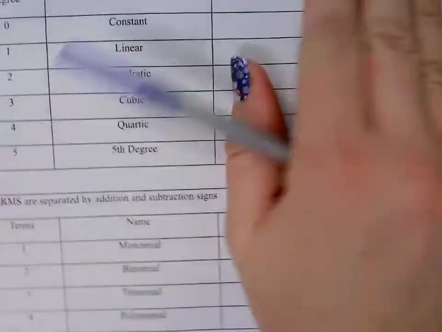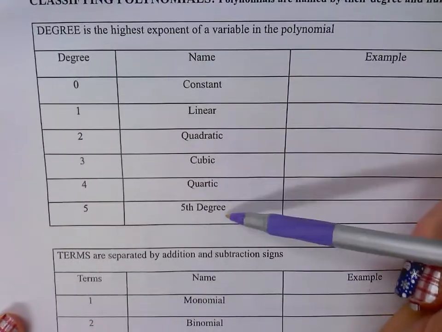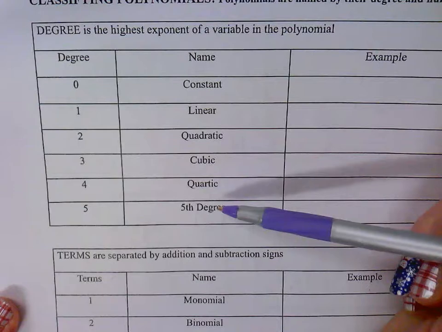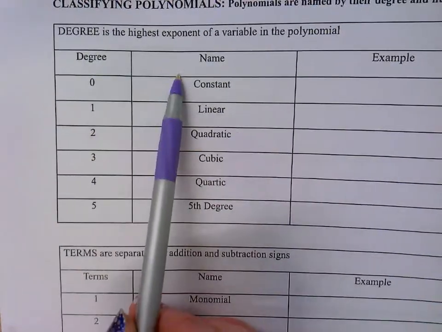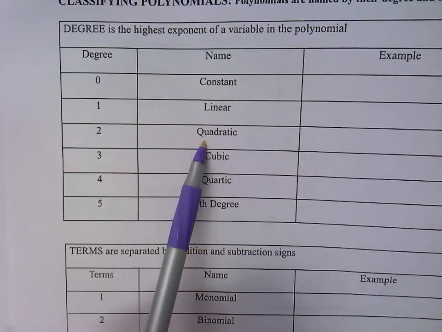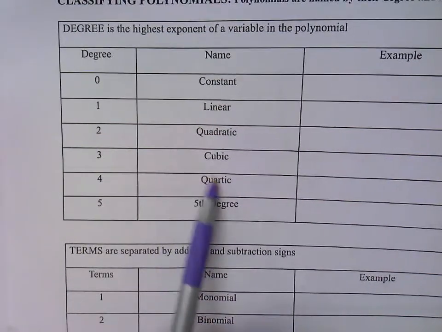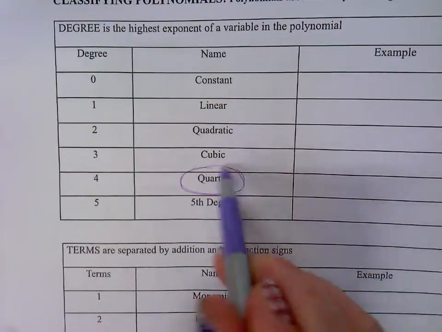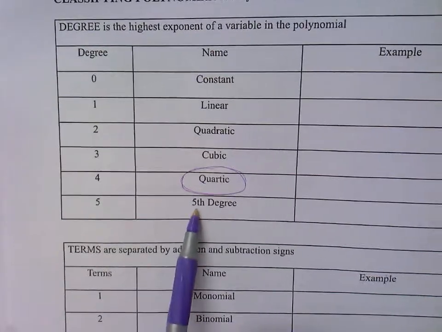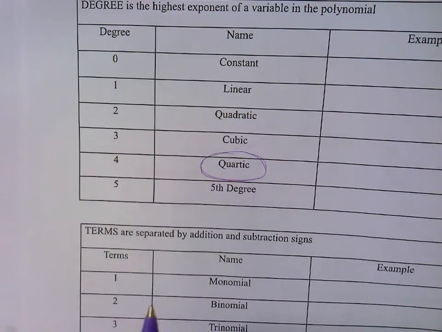All right, I already filled in all of the names for you so that you wouldn't have to write them today. In past years, I had you write all these names. I think you're pretty familiar with constant, linear, quadratic, and cubic. Cubic is third degree. Quartic might be a new name for you. And then above that, you would just say fifth degree, sixth degree, seventh degree. There's no special names to remember.